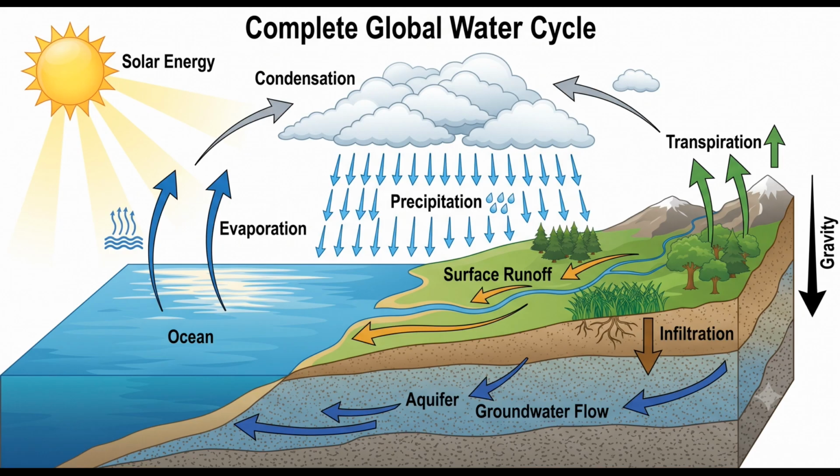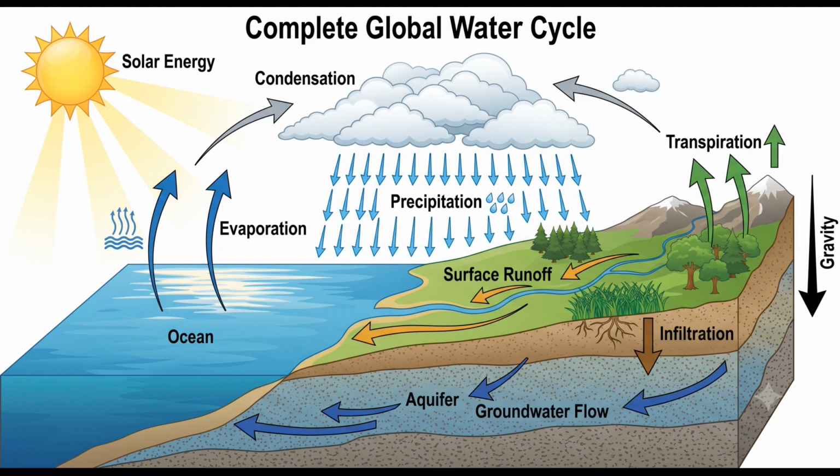Condensation, forming clouds. Precipitation brings rain to the land surface. On the land, 2 paths. Some water infiltrates into the soil. Groundwater flow carries it slowly underground back toward the ocean. The rest becomes surface runoff, flowing across the land into rivers, reaching the ocean much more quickly. That is one complete cycle.